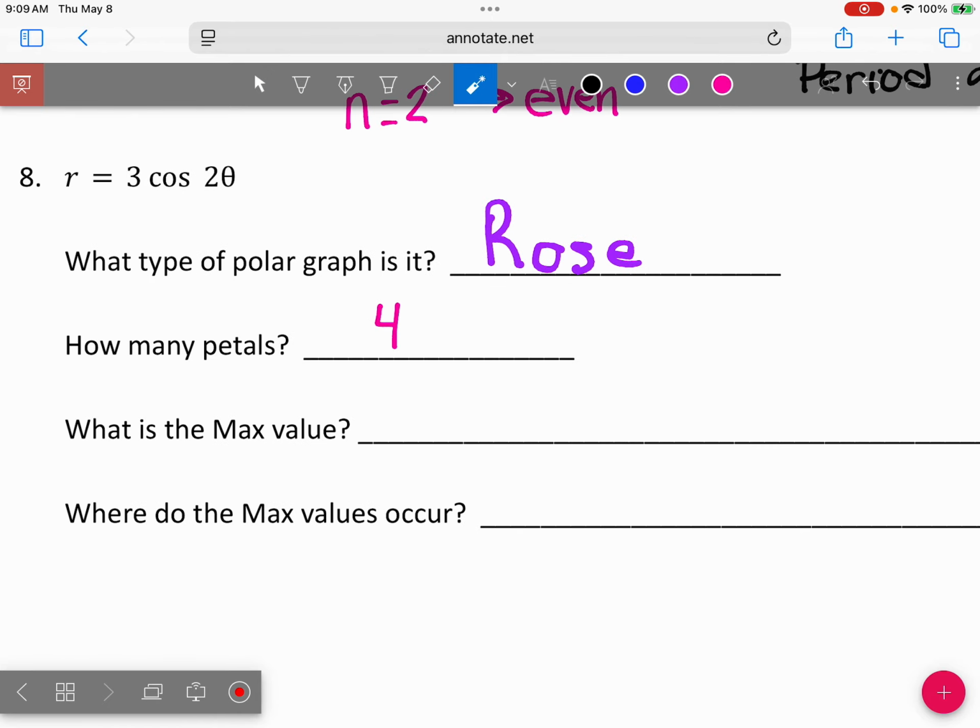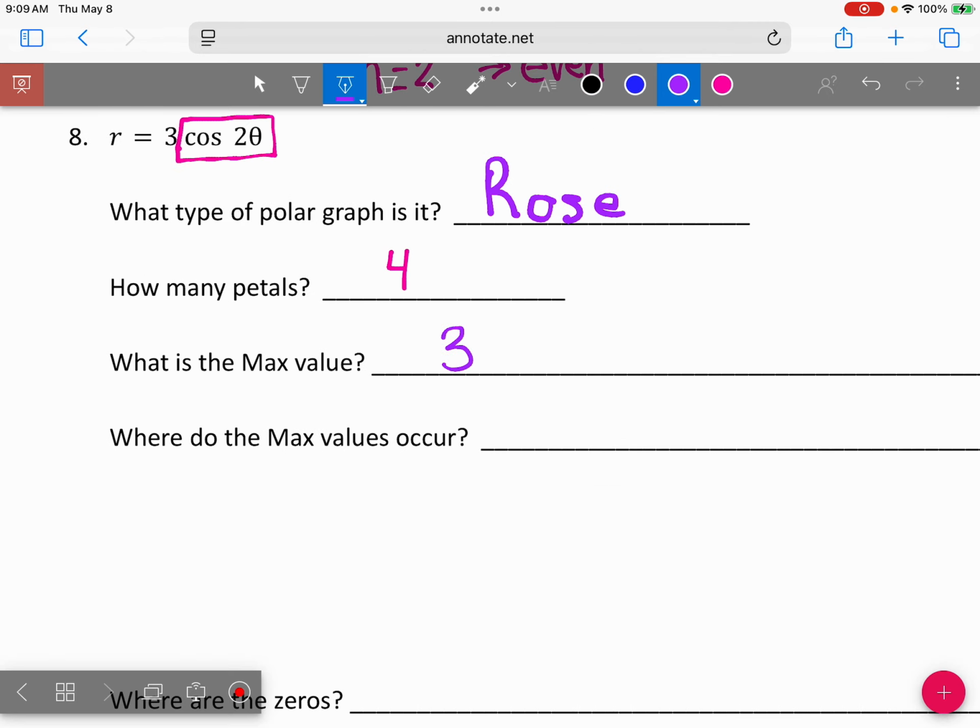So thinking about this in the other way, our maximum value. We know the highest value we're going to get on this cosine portion is 1. So what is the biggest our R value can be? 3. Because we have 3 times our cosine, which the highest we can get that cosine to be is 1. So the maximum value is going to be 3. So the farthest out our radius is going to be is 3. Whether it's going positive 3 or negative 3, that is the farthest away from the center it can be.